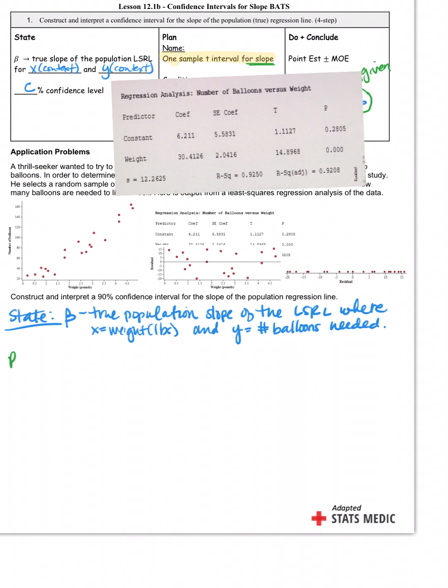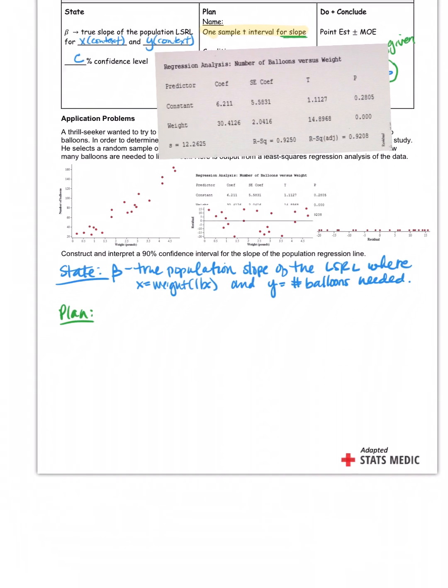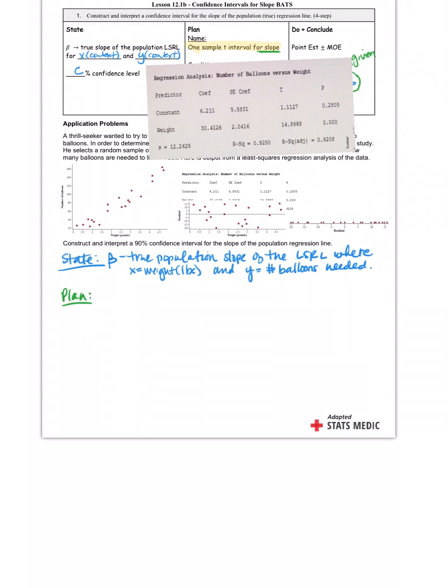All right, plan step. Remember the name of the test here? It's a t interval. It's a one sample t interval for slope, remember? We have to add that little thing. Because a t interval could be for means, right? But this is for slope specifically, so this is where we have to specify.